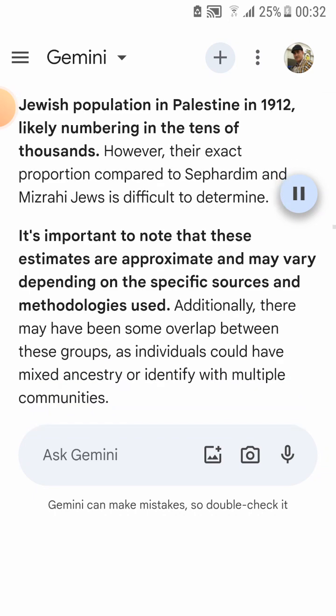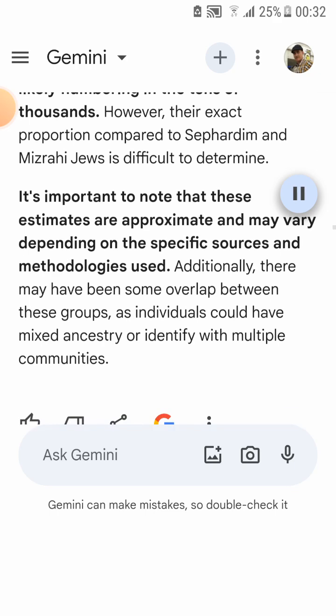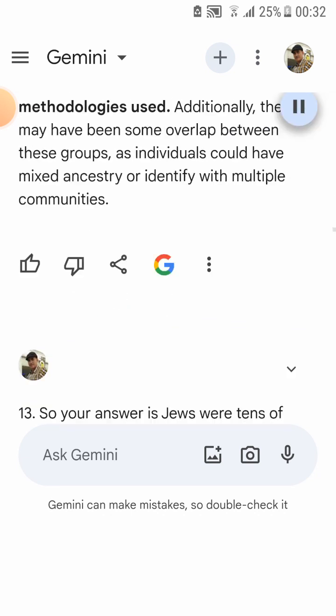It's important to note that these estimates are approximate and may vary depending on the specific sources and methodologies used. Additionally, there may have been some overlap between these groups, as individuals could have mixed ancestry or identify with multiple communities.